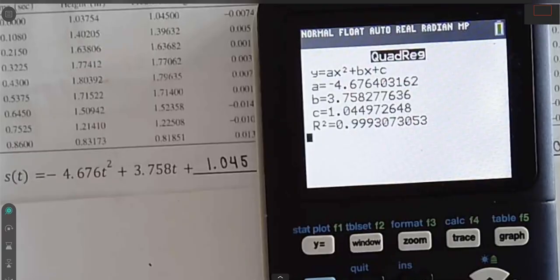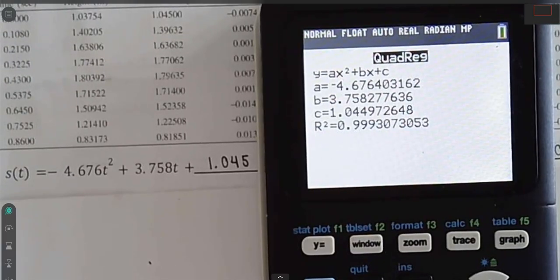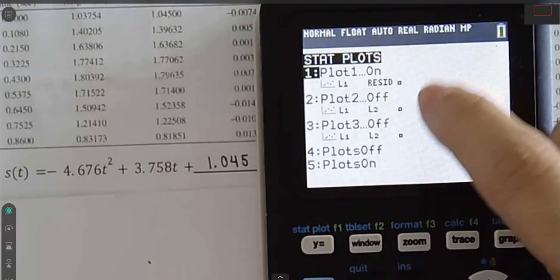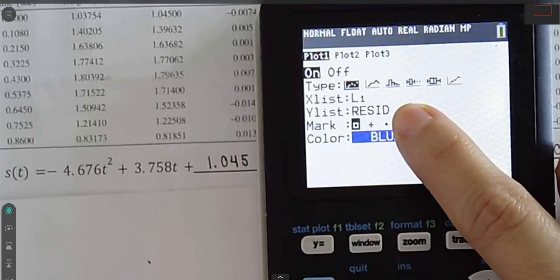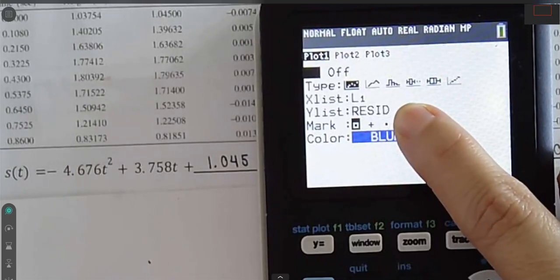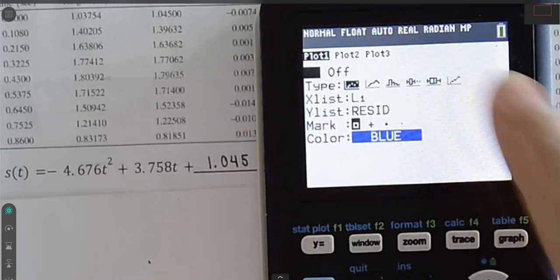Okay? Did that make sense? Quadratic regression. For this one, we're doing quadratic. Yes? Did you do a quadratic regression or a linear regression? You did a quadratic regression? Did you change this to resid? And it's still giving you something different. Can I see your calculator?